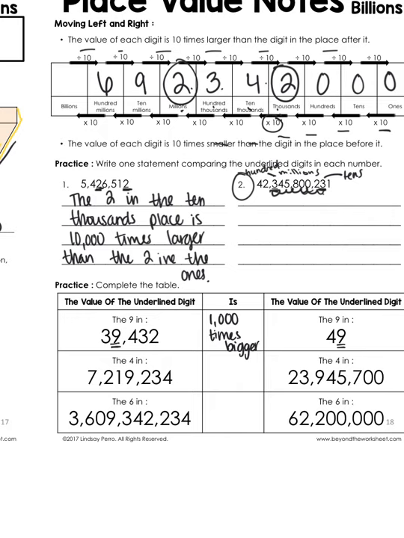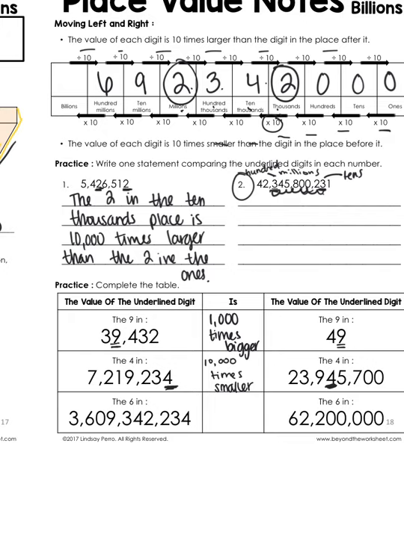The 4 in 7,219,234 is actually smaller. We have to figure out how many times smaller than the 4 in 23,945,700. So that 4 here is in the 10,000s place. The 4 here is in the ones place, so it's 10,000 times smaller. Okay.